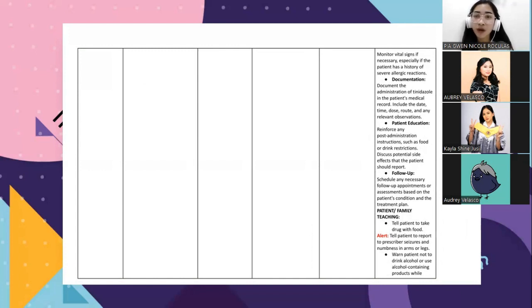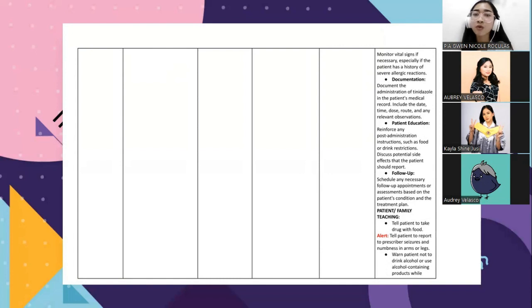Next is documentation. We have to document the administration of tinidazole in the patient's medical record. So we have to include the date, time, dose, route, and any relevant observations na kailangan nating i-document para if ever hingi ng doktor yung documentation natin, may maipakita tayo. The next is the patient education.